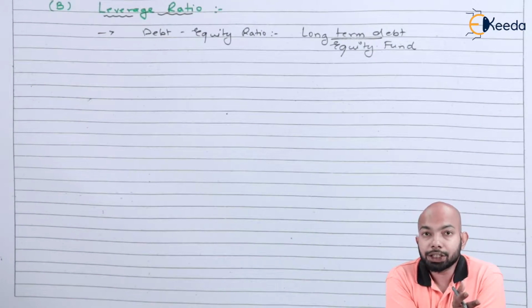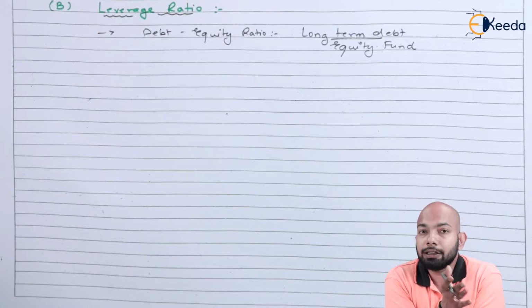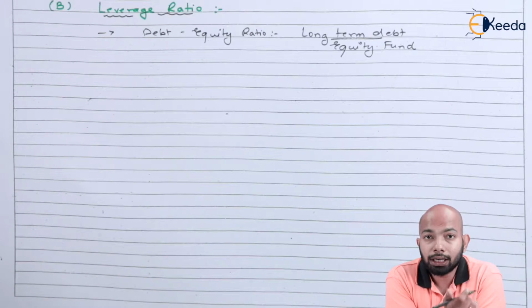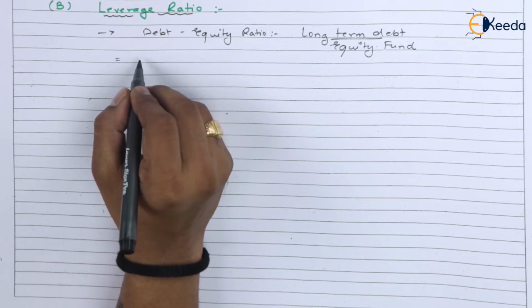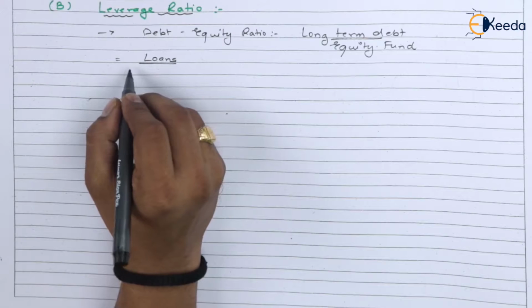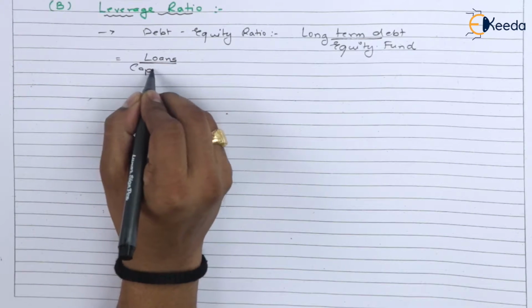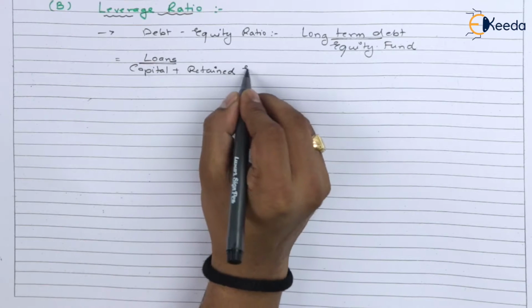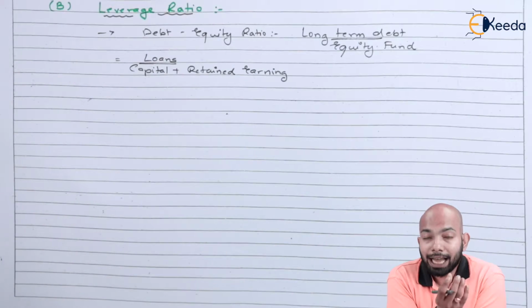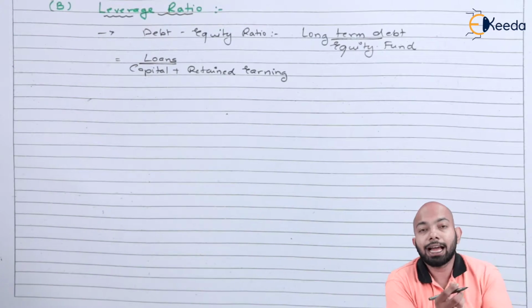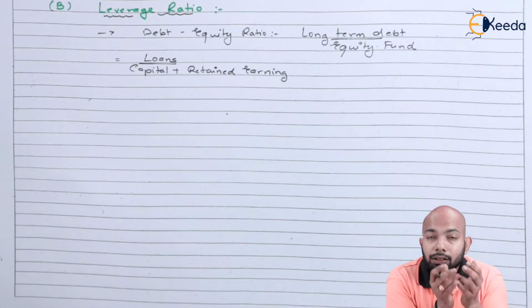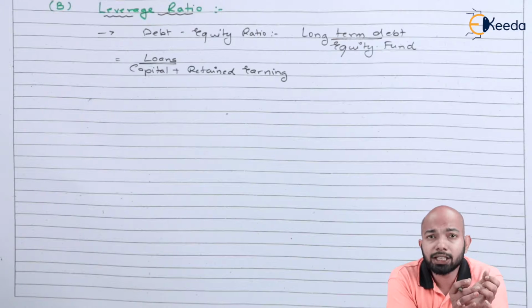The formula for debt equity ratio is long-term debt upon equity fund. That is the formula that we have mentioned here. Now, under the balance sheet that we have been provided with, let's figure out what we have for long-term debt and what we have for equity funds. For long-term debt we have loans, and for equity fund we have capital amount plus retained earning. That will give us the proprietors fund or rather the equity fund.